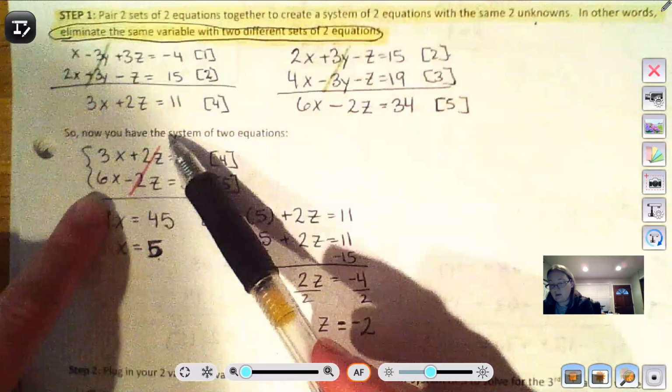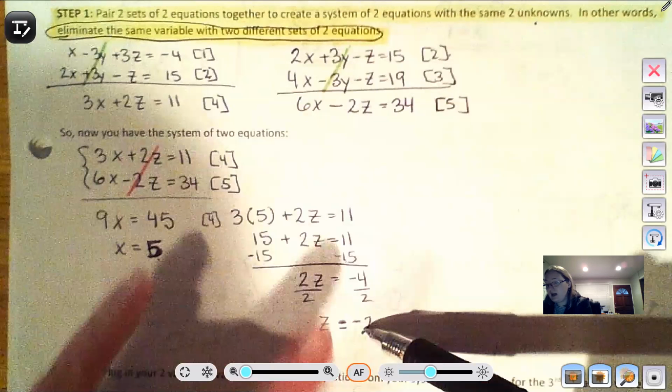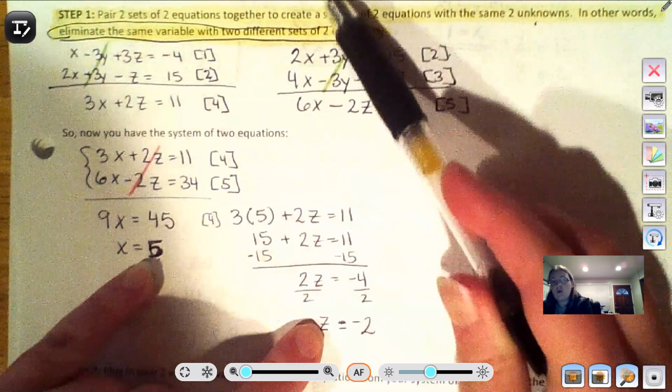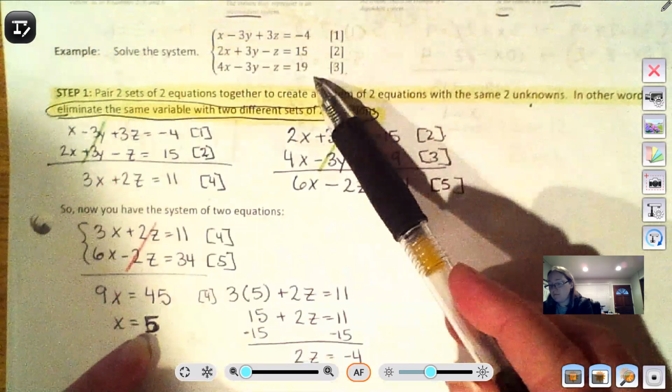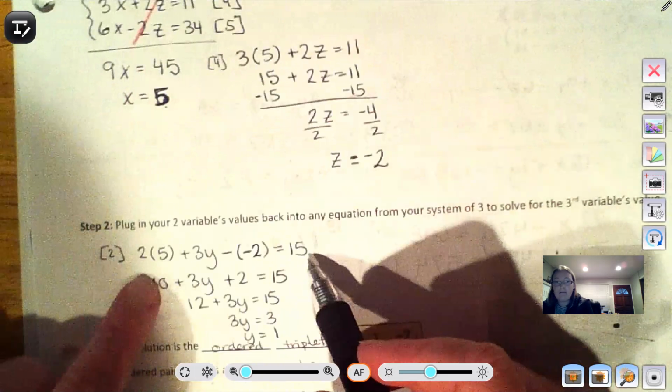This one was nice because they were already opposites, so it was quick to find x. I plugged it in to find z. And once I have the two letters of the system of two, I can go back to any of my original equations and find that third variable, in this case, the y. And so I plugged it into the second one because it looked easier, and I found y.